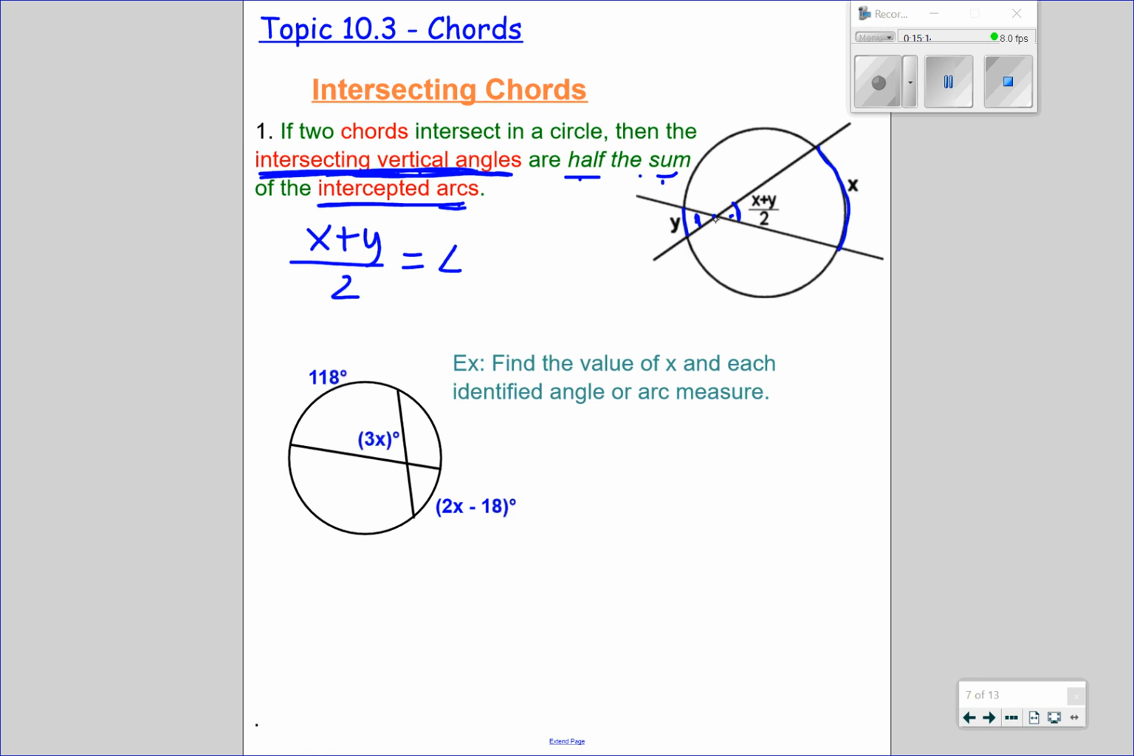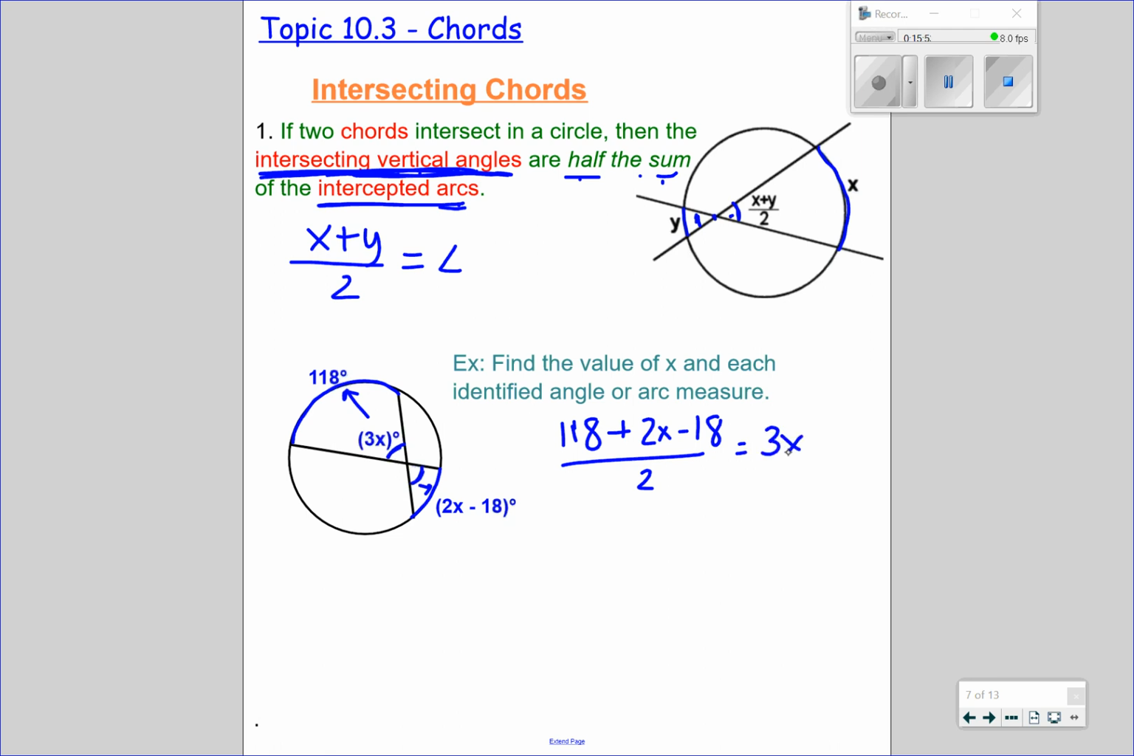If I look here, this 3x is this angle. I know it's congruent to this because they're vertical. This 118 is this arc, and then 2x minus 18 is this arc. These are the intercepted arcs. So the rule says if I add the two arcs up, 118 plus 2x minus 18, and then cut that sum in half, I should get that inside angle. Notice this is not a central angle. It doesn't go through the center, but it's just an intersecting angle. So this would be equal to 3x.